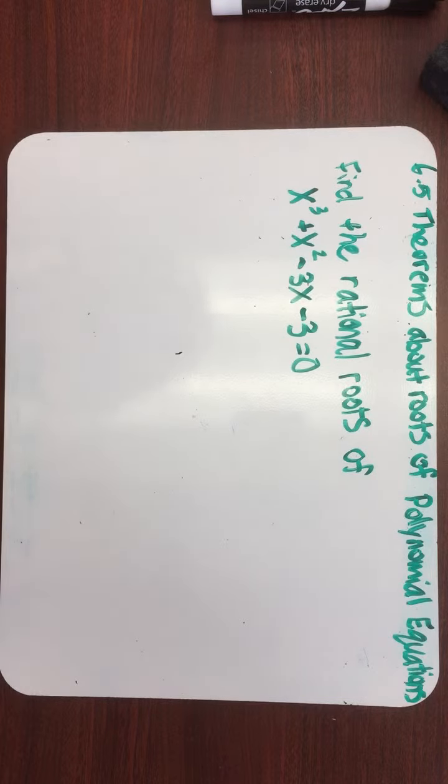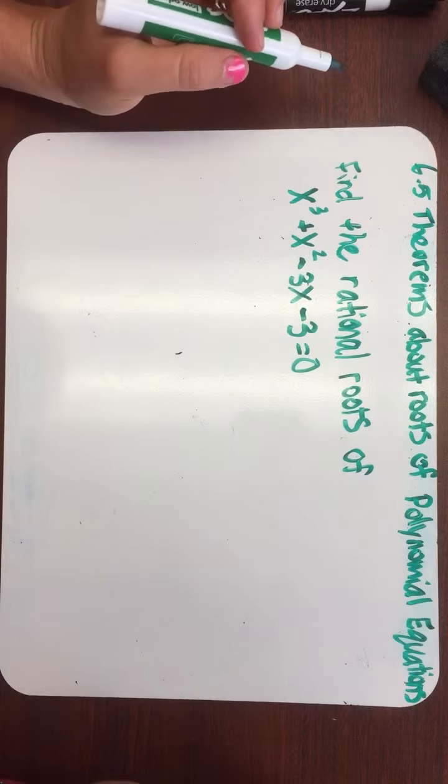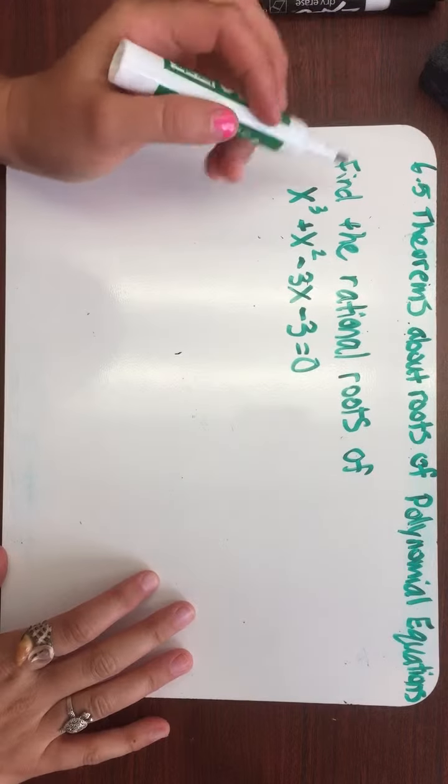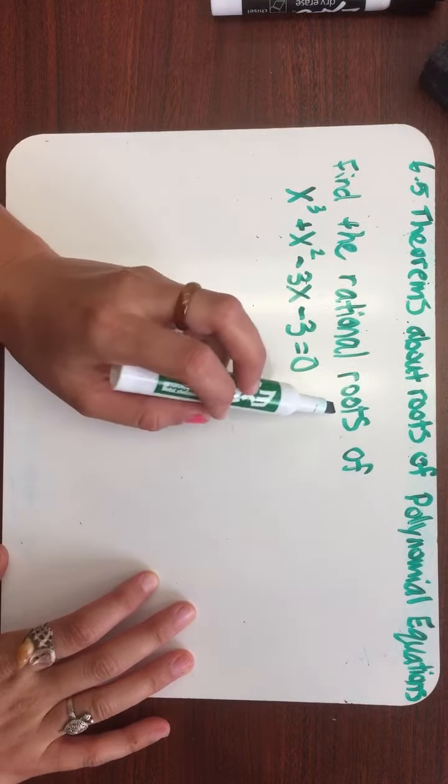Okay, today we're going over 6.5, theorems about roots of polynomial equations. So the first thing that we're going to go over is how to find the rational roots.